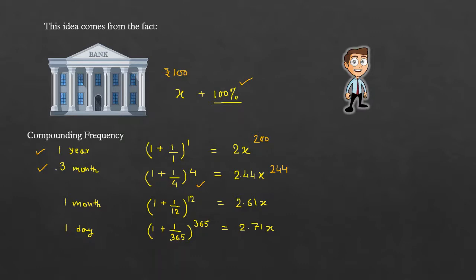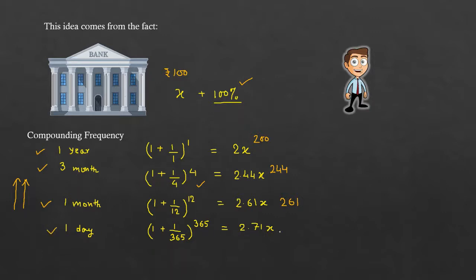Now let's increase the frequency of compounding and make it 1 month, and thus you obtain the amount as follows: 261. So you can really observe that as the compounding frequency increases, the amount also increases. So I can say both are directly proportional in their increase. And now let's make it down to 1 day, and hence the value also increases.